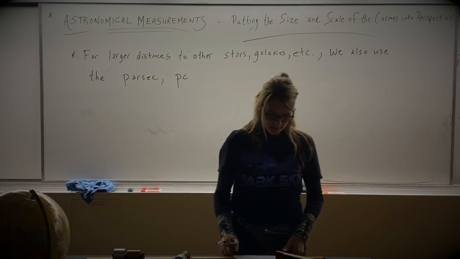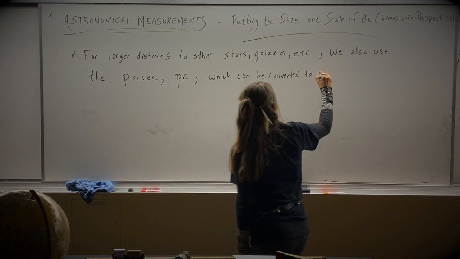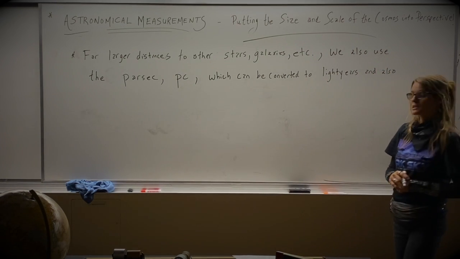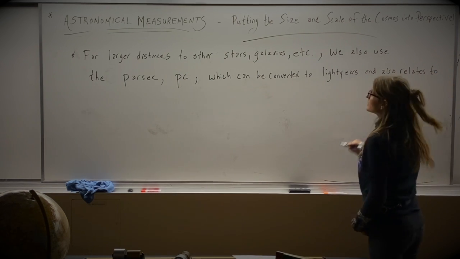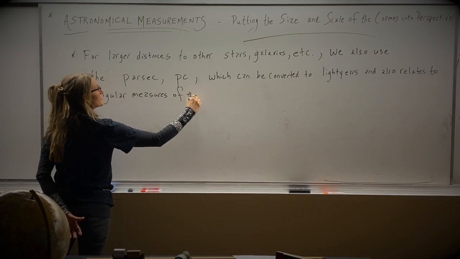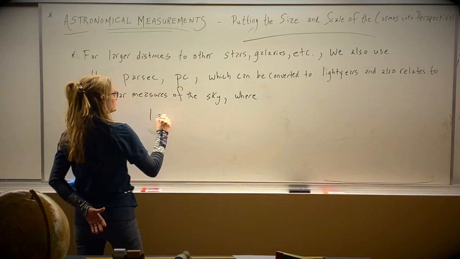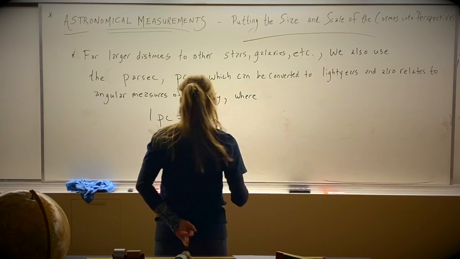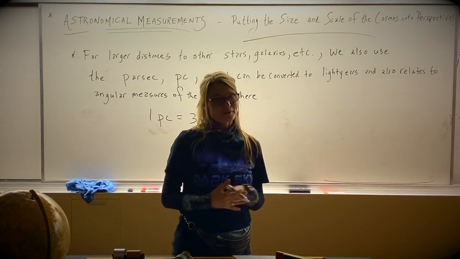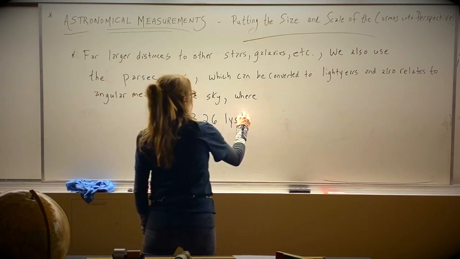Okay. We use the parsec, which can be converted to light years and also relates to the angular measures of the sky. Where 1 parsec is equal to, you can use this direct conversion, 3.26 light years. So just as you thought a light year was big, now think of something even bigger, a parsec. Okay. So 1 parsec is 3.26 light years. That's very big. So this is the factor we use.